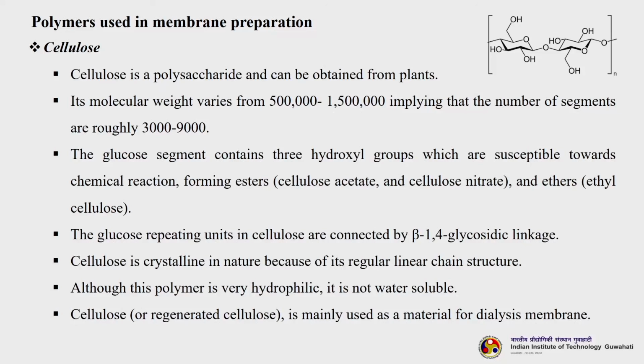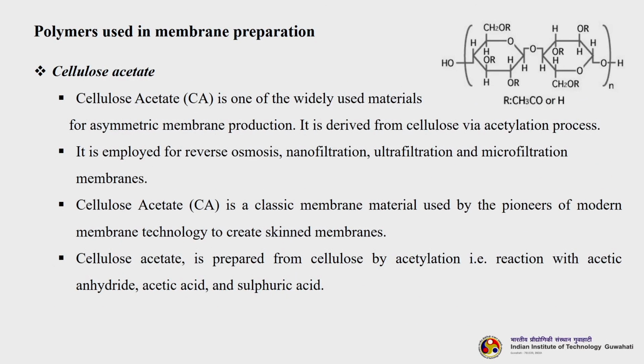The glucose repeating units are connected by the beta 1,4 glycosidic linkage. Cellulose is crystalline in nature because of its regular linear chain structure. Although this polymer is hydrophilic, it is not water soluble. Cellulose or regenerated cellulose is mainly used as a material for dialysis membranes. The next one is cellulose acetate. You can see the structure of cellulose acetate here in the top corner.